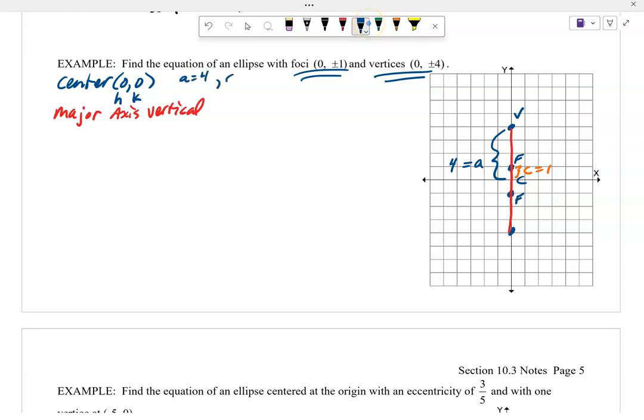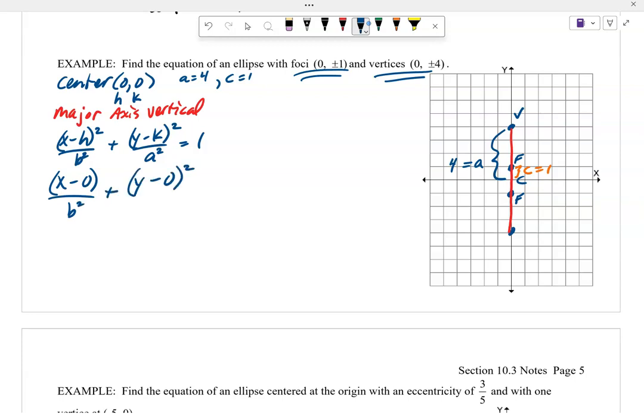Again, we know a is 4, and c is 1. So I'm thinking to myself, if the major axis is vertical, that means x minus h squared is over b squared, y minus k squared, and then you got the a squared under there. We know h, k is 0, 0. We know a is 4. Let's go ahead and plug the a in right here. A is 4, so that's a 4 squared right there. I don't know my b yet, like where that covertex is. So I'm going to go to the side.